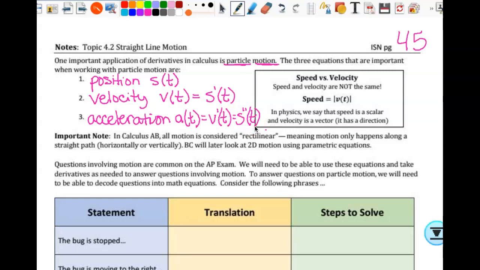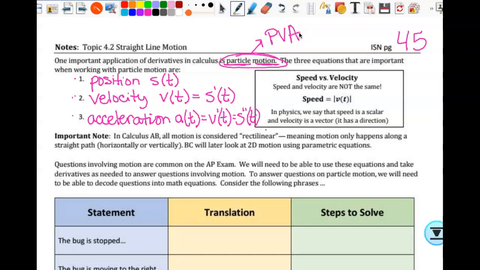All right, so listen, we got position. Velocity is the derivative of position. Acceleration is the derivative of velocity. So acceleration is the derivative of velocity, which is the second derivative of position. Okay, make sense? So we abbreviate particle motion. Particle motion is what we talk about, but we also call it PVA for position, velocity, acceleration.